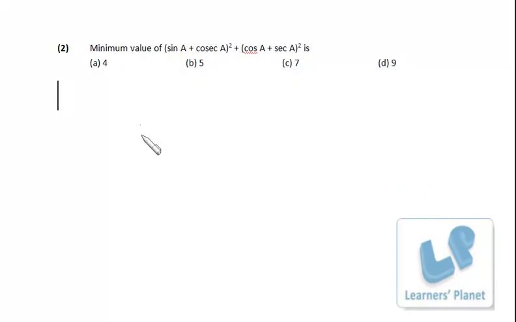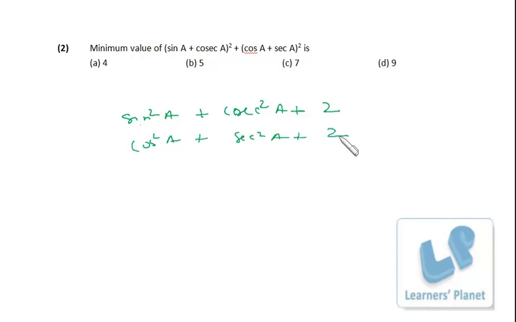Okay, minimum value of this expression. Now this is going to be an interesting question. Let's try this: sine a plus cosec a whole square, plus cos a plus sec a whole square. So just remove the square and do the expansion. Sine square a plus cosec square a plus 2 sine a cosec a, that will be nothing but 2, right? Similarly, we have cos square a plus sec square a plus 2 cos a sec a, that will also be 2.